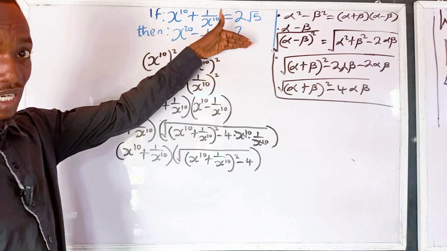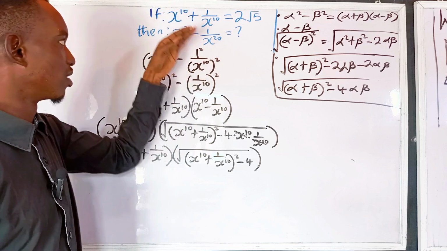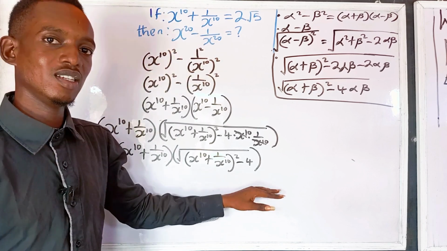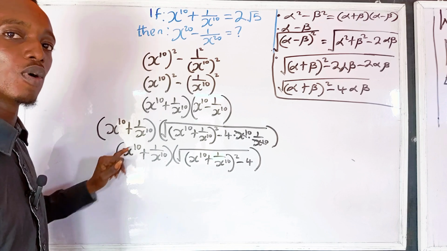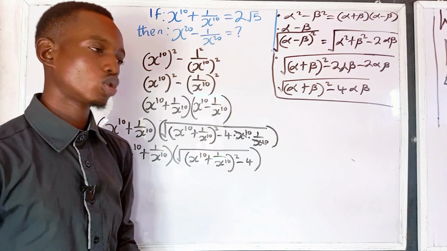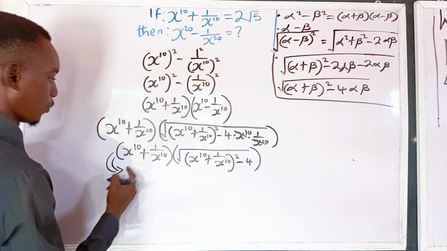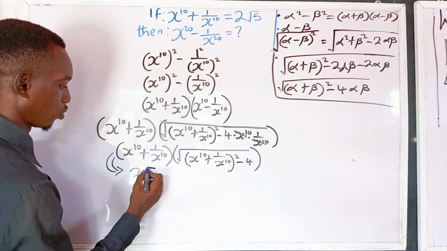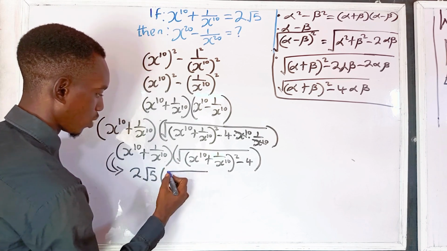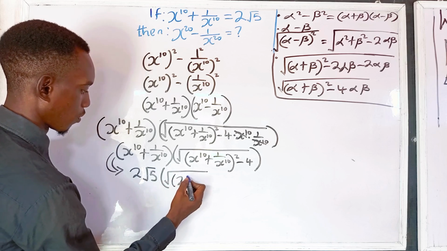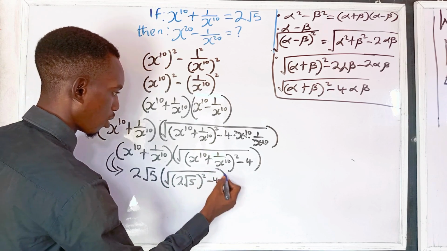We don't know the value of this. We need the value of this, but we know the value of this. This we don't know, so we express it in terms of this. So this right here is exactly this. Now we can get our final answer by substituting directly. Anywhere we see x to the power of 10 plus 1 over x to the power of 10, we input 2 root 5. So by direct substitution, we have 2 root 5 times the square root of 2 root 5 all squared minus 4.